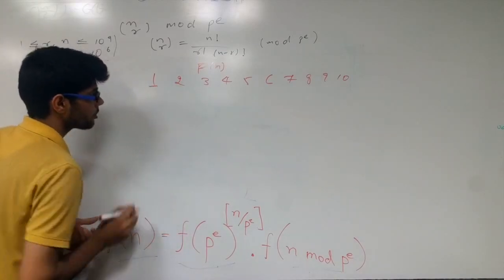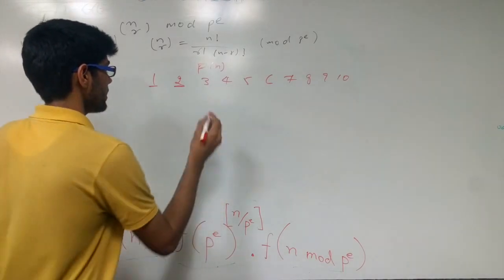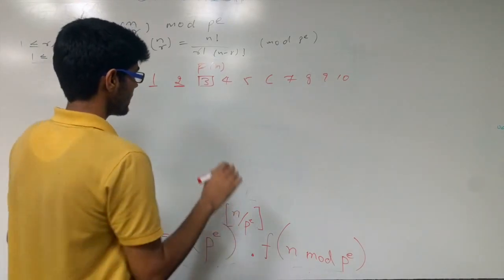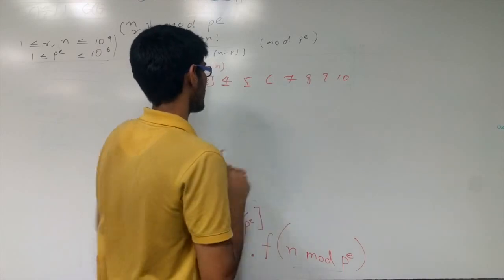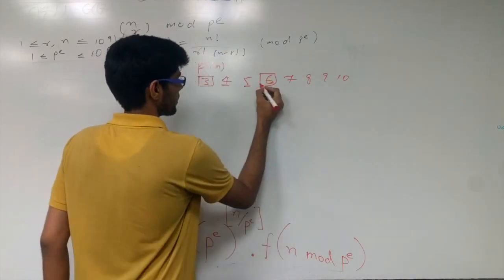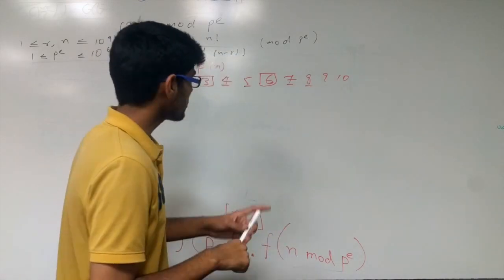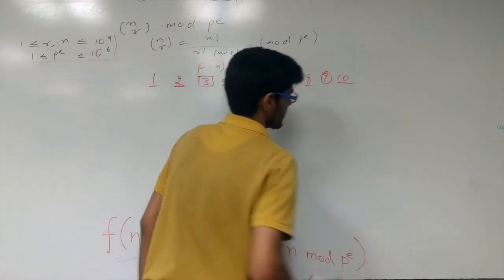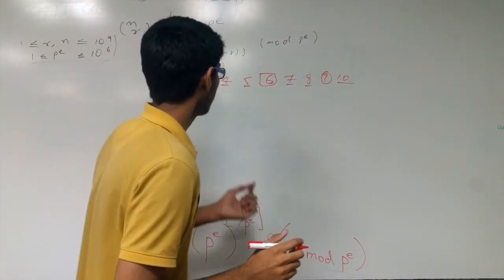So 1 is co-prime to p, no power of p divides it. 2 is again co-prime to p. 3, the maximum power of p which divides 3 is 1. Then 4 is again co-prime to p, 5 is co-prime to p. Again the maximum power of p which divides 6 is 1, so we write that in a square. Then 7 is co-prime to 3, 8 is co-prime to 3. But now the maximum power of 3 which divides 9 is 2, so we circle this, and 10 is again co-prime to 3. Okay, so we divide the numbers according to the maximum power of p which divides them.